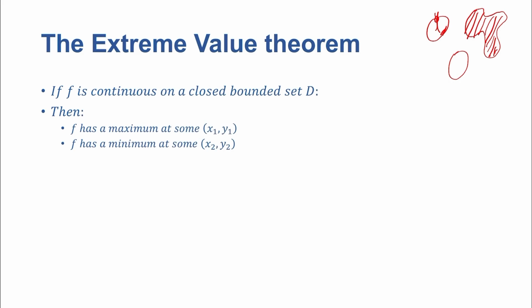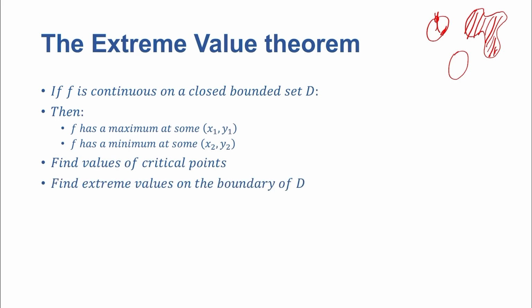So in that case, we can say definitively that f has an absolute maximum at some point x1, y1, and f has some absolute minimum at some x2, y2. So in order to find the values of our absolute maxima and minima, we need to find the values of the critical points. That will give us candidates for anything that is not in the boundary that might be our absolute maximum or minimum candidate. Then we need to find the extreme values on the boundary of D.